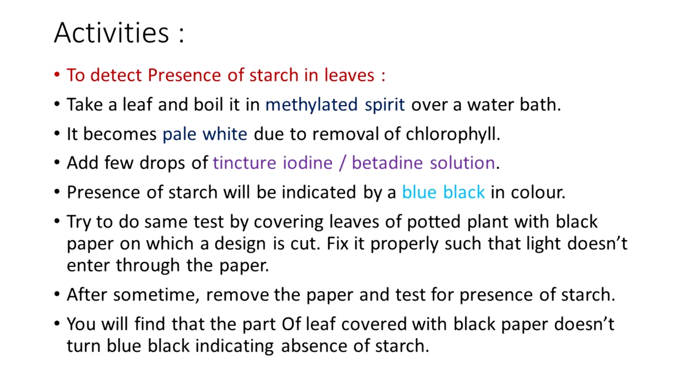We do the same test by covering the leaf with black paper with a certain shape or an alphabetic shape with some type of design, cut and fixed properly such that light does not enter through that part of the paper. When we leave the leaf for some time and again test for the presence of starch, we find that the part exposed to sunlight shows positive for the presence of starch, and the part covered by the paper shows negative, indicating the absence of starch.